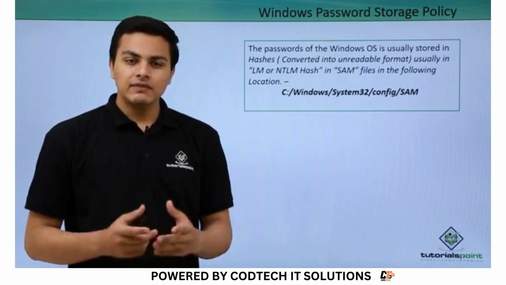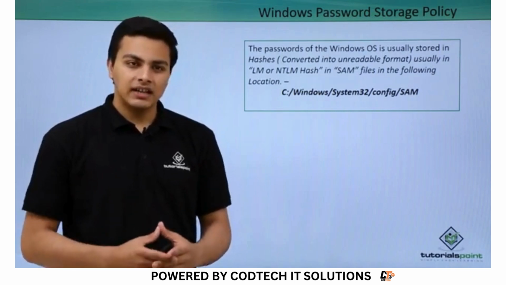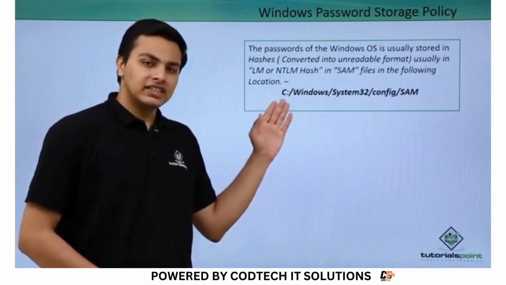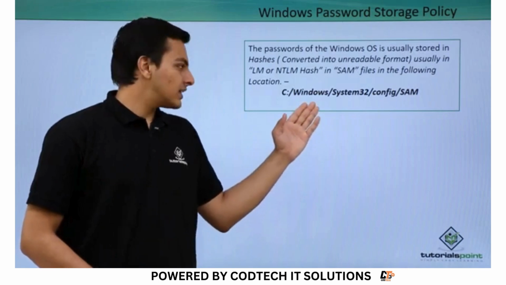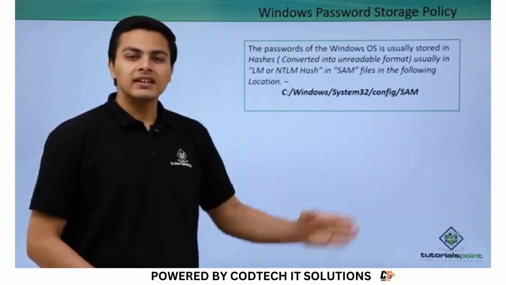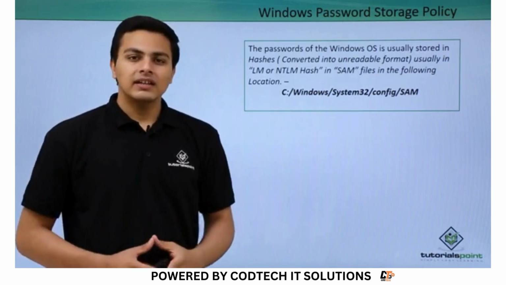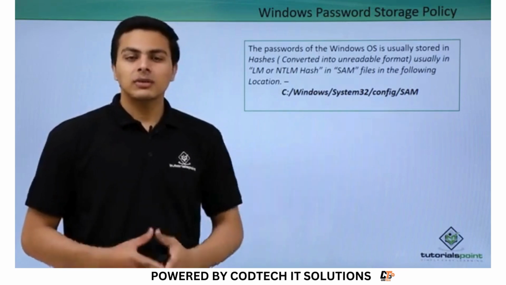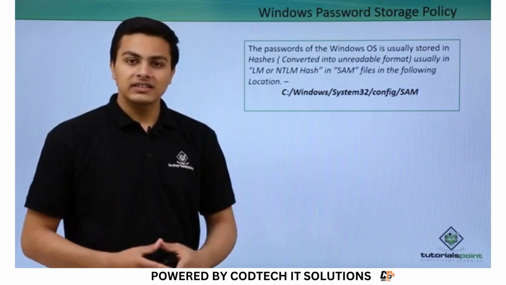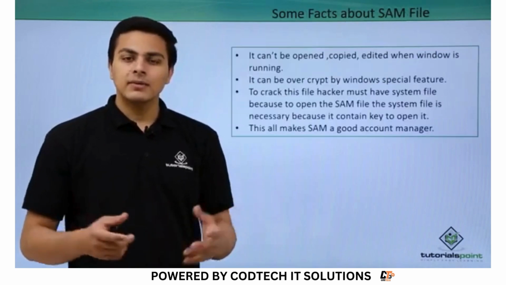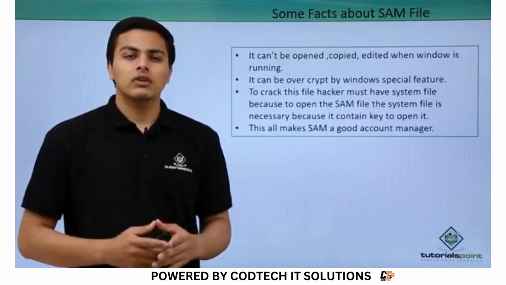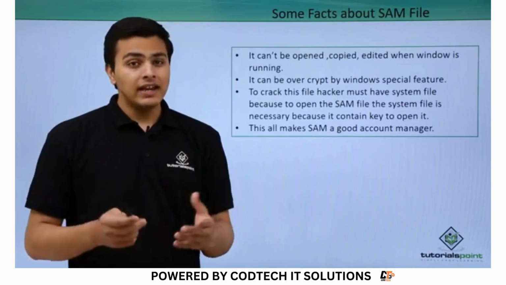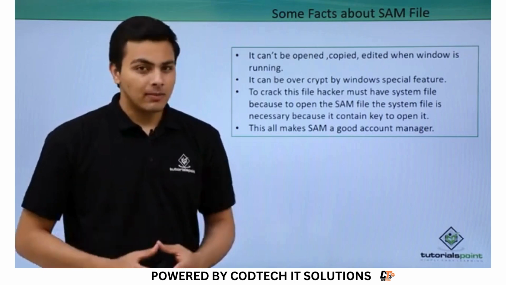The directory in which the SAM file is present is here. You can see it's local disk C, Windows, then System32, Config, and SAM. So we can find the SAM file in this directory. Now let's talk about some features or facts about the SAM file. The SAM file, System Account Manager, is one of the most secure files in the Windows operating system. So why is it the most secure file? Let's talk about it.